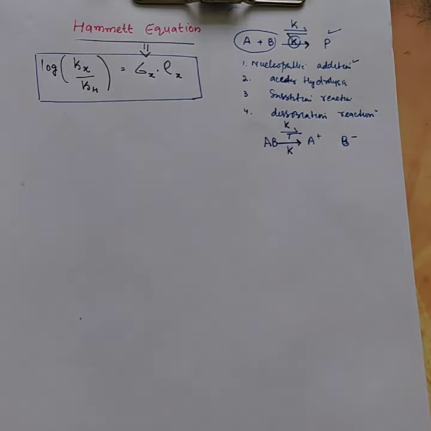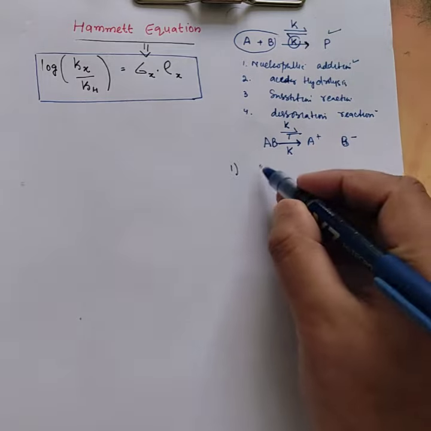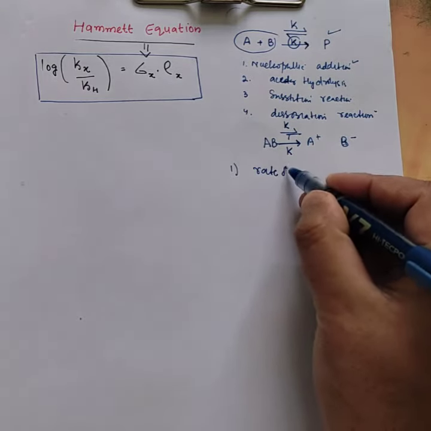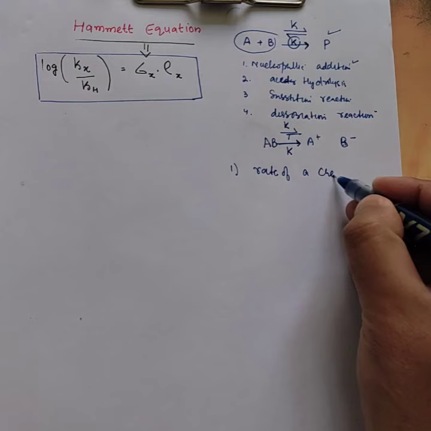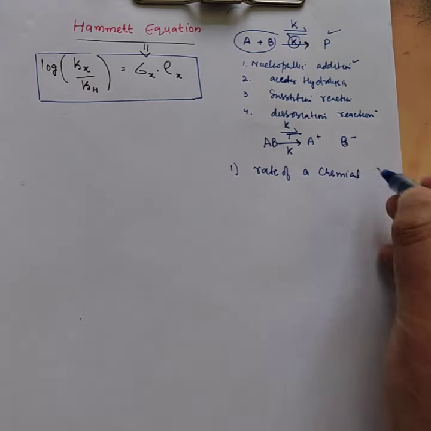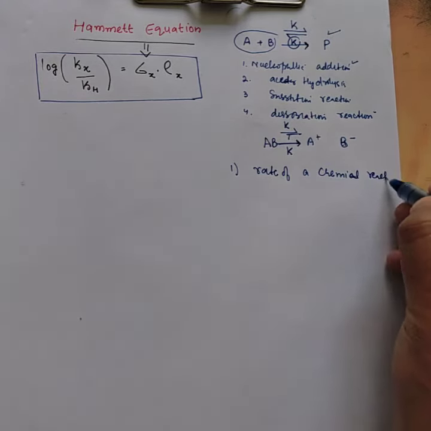So all this stuff, whether it is dissociation, whether it is an addition reaction, a nucleophilic substitution, or ester hydrolysis, we are interested in the rate of reaction. At what rate a particular reaction occurs, whether it is slow or fast. Okay, we are always interested in this, number one. So normally, we are interested in the rate of a chemical reaction, whatever type of reaction it is.